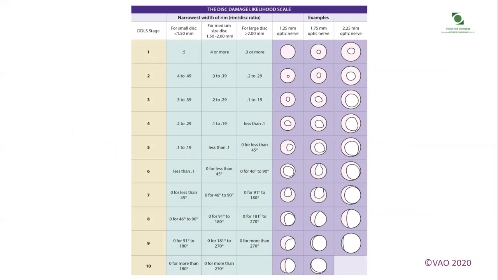On this slide, you will see a diagram of the disc damage likelihood scale. It would be worth your while to pause the video and take some time to understand this, as it is a very fair reflection of visual field loss in glaucoma.